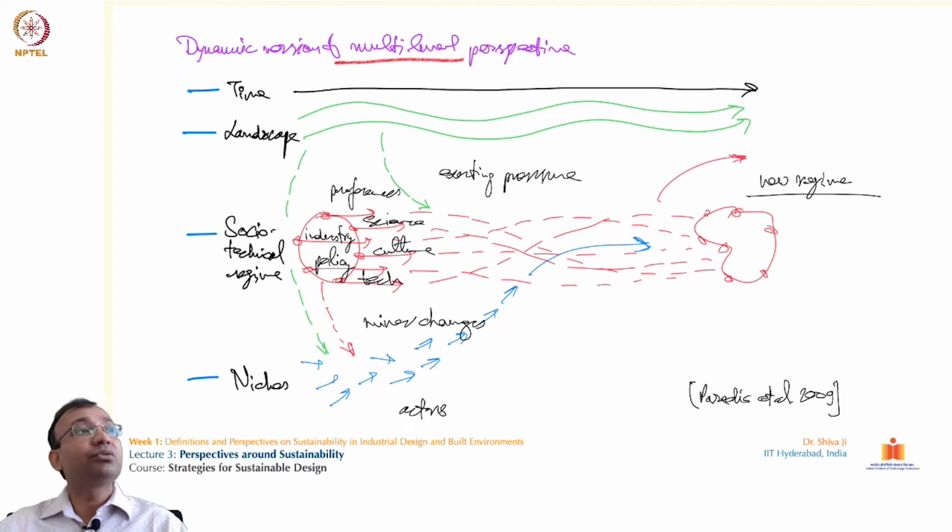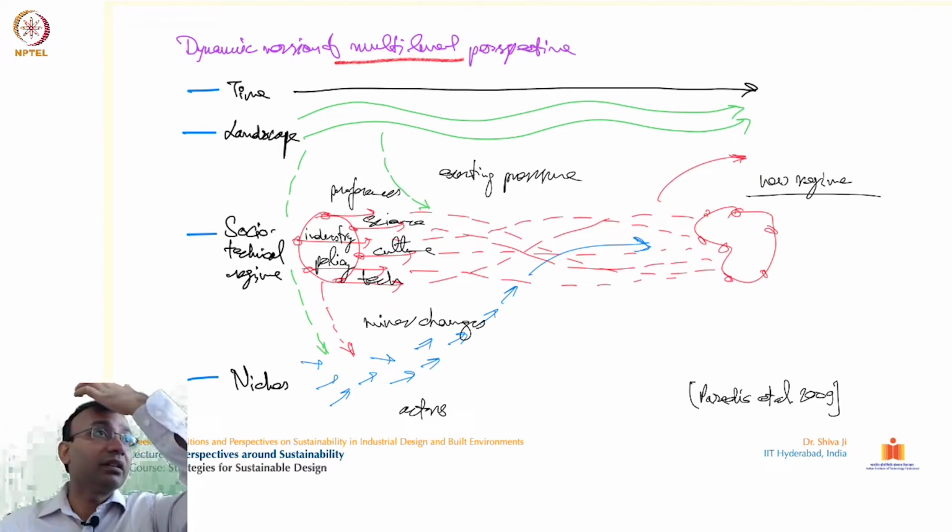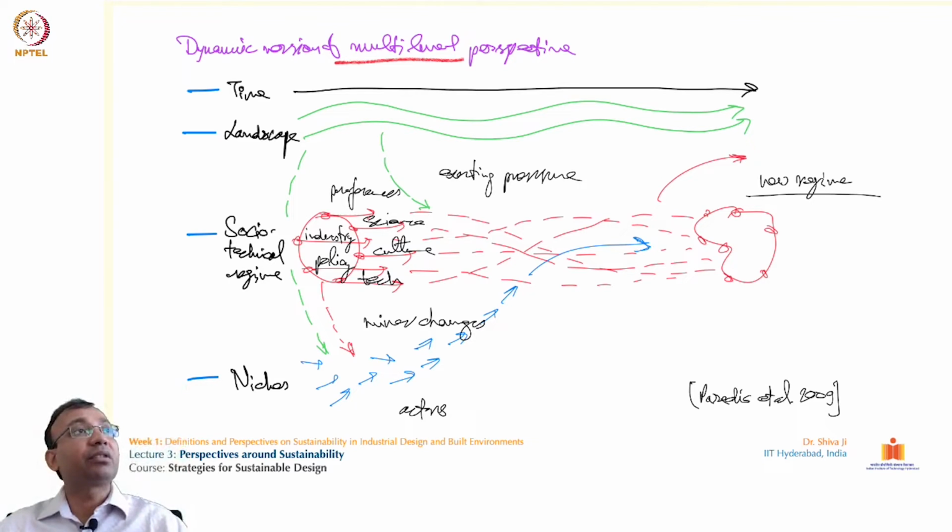for the environment. So as we can see over here, these are the four aspects: time, landscape, socio-technical regime and niches. This is how sustainability moves and flows around these steps. Well, time is a universal factor. Time is always moving ahead. Time has certain effects and things change over time. So that's a generic principle.